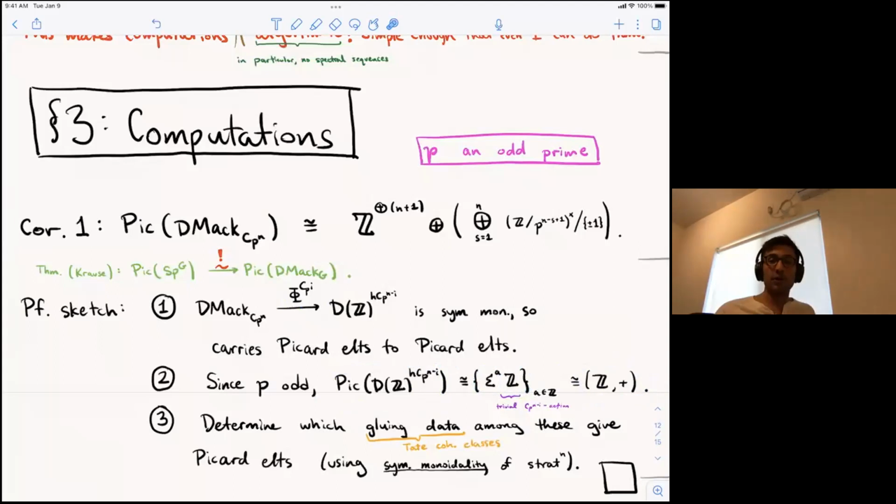And then the interesting part, the fun part, is you figure out which gluing data between these various pieces work. The geometric fixed points of a Picard element all just have to be shifts of Z. And then you ask, what are the gluing data that actually give you a Picard element back upstairs? And that's where you're getting this arithmetic. These gluing data are essentially elements of Tate cohomology classes.